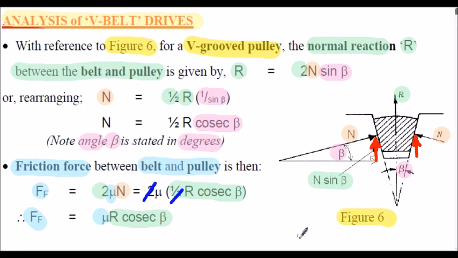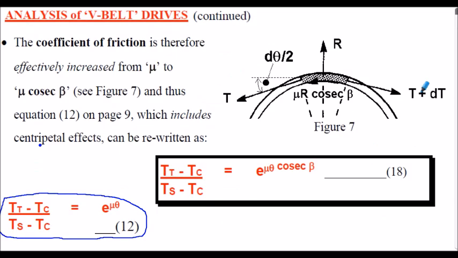So essentially the only difference between a flat belt drive and a V-belt drive relates to the friction force that's generated. In a flat belt, the friction force is simply mu R, which we reviewed in our previous presentation, part 2. But in a V-belt drive, the friction force is actually mu R multiplied by cosec beta. So the friction force is increased by using the V-belt drive.